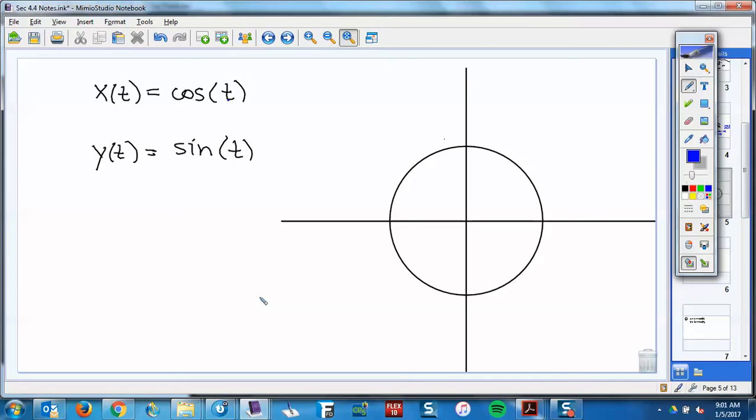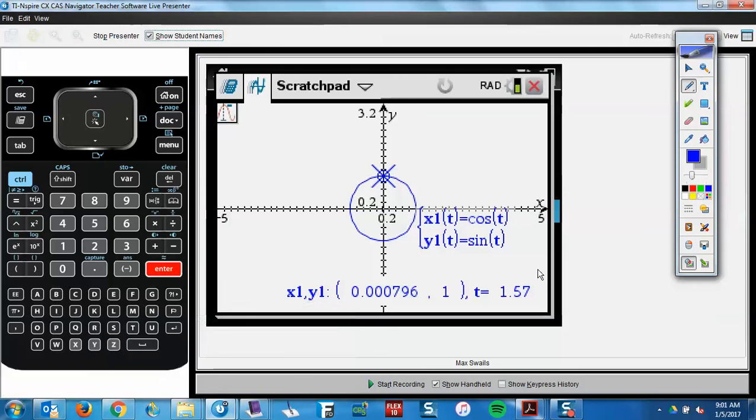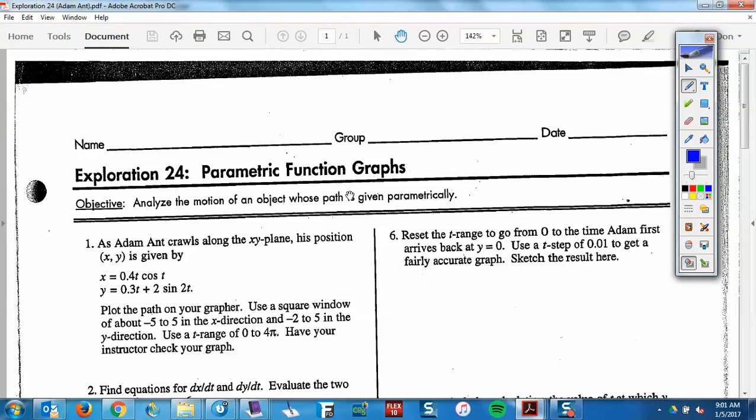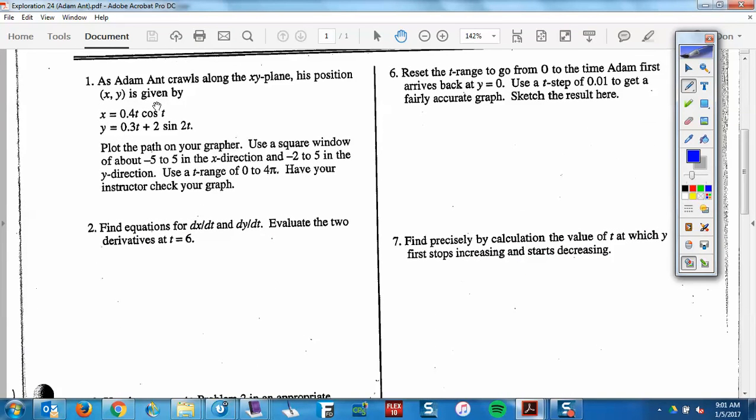All right. So let's take this worksheet here. Now it says a square window. I guess it gives you that. So let's get started on this kind of together. So a tomcat crawls along the XY plane. X and Y is given by this. And remember, put a T in between the sine and the cosine T. So this is your parametric equation. Okay, they tell you what to use for your window.